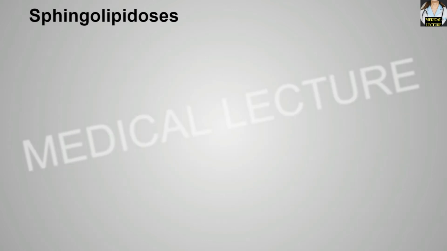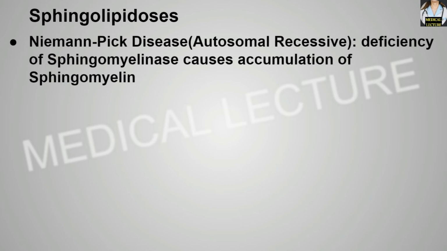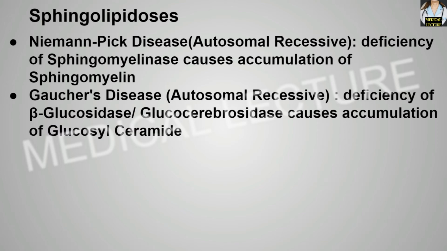Now next is the sphingolipidosis, again a very frequently asked question. First of all we have Niemann-Pick disease, which is an autosomal recessive disorder caused due to deficiency of the sphingomyelinase enzyme, which causes accumulation of sphingomyelin. Gaucher's disease is an autosomal recessive disorder, and there is deficiency of the beta-glucosidase enzyme or glucocerebrosidase enzyme, which causes accumulation of glucosylceramide.